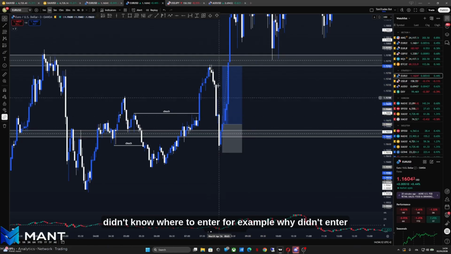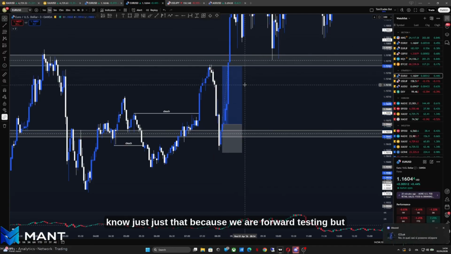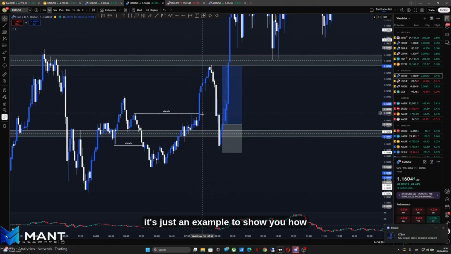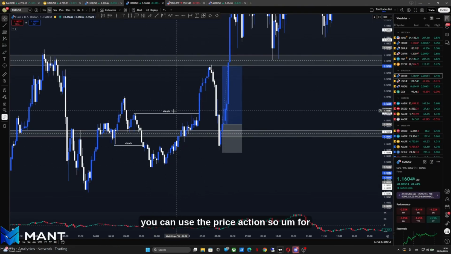So we could take this trade just based on price action. Of course, we didn't know where to enter. For example, why didn't I enter there? We know just that because we are forward testing. But it's just an example to show you how you can use price action.